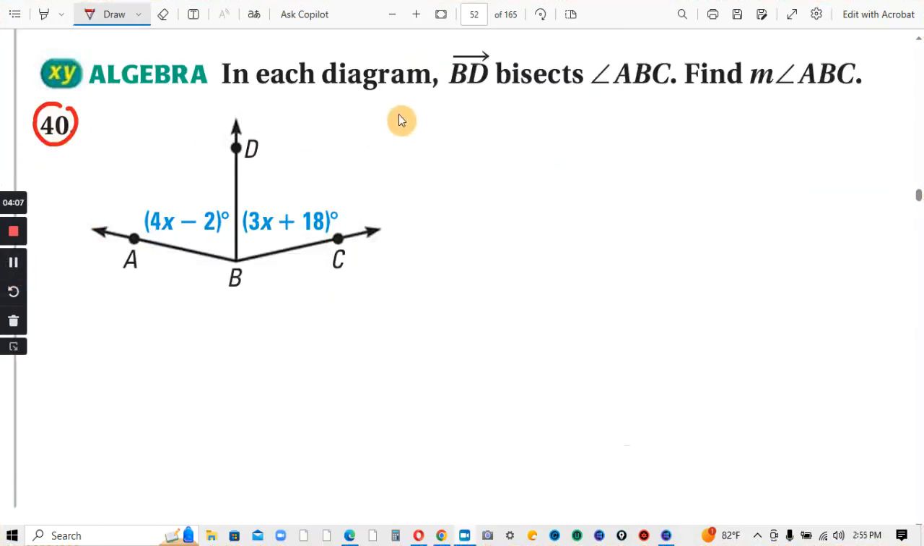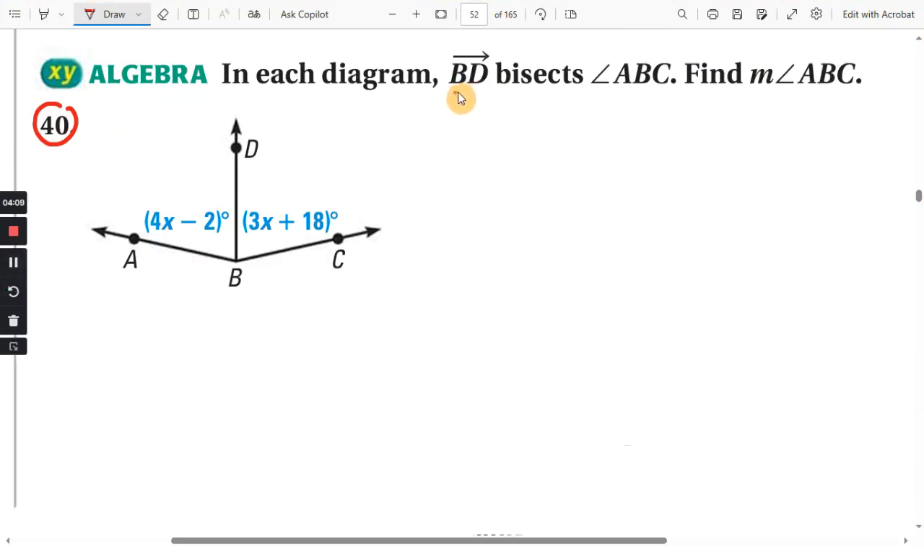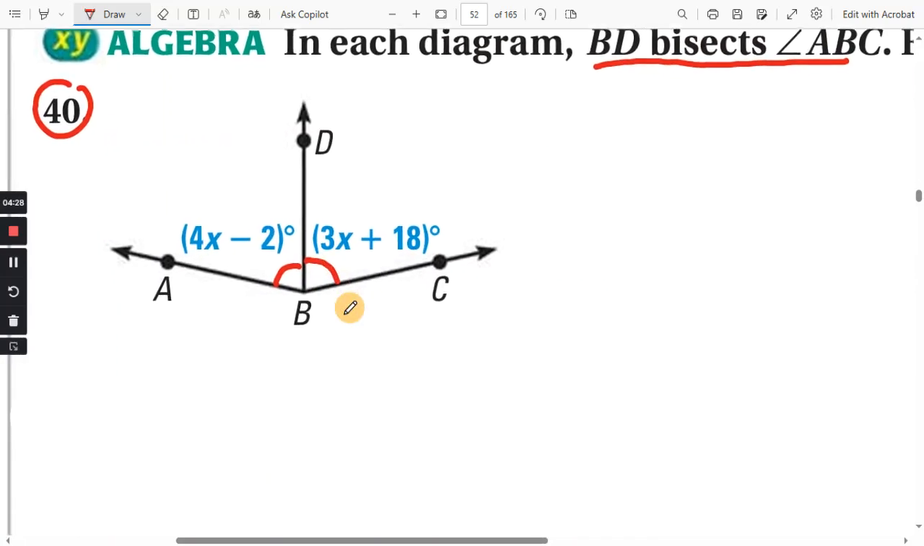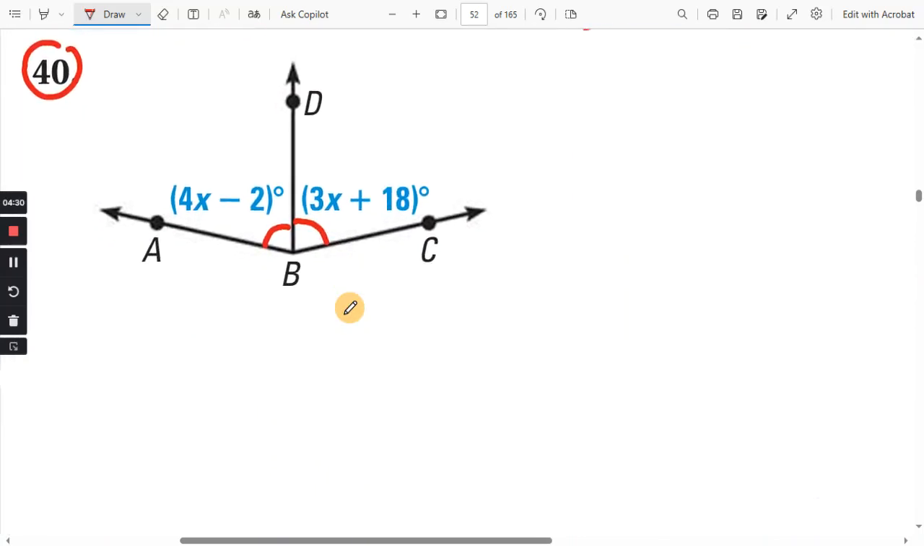All right, number 40, in each diagram, BD bisects ABC. Find the measure of angle ABC. Remember, bisect means cut in half, and this is BD. So if BD cuts this in half, that means this angle is congruent to that angle. All right, so we can just set them equal to each other.